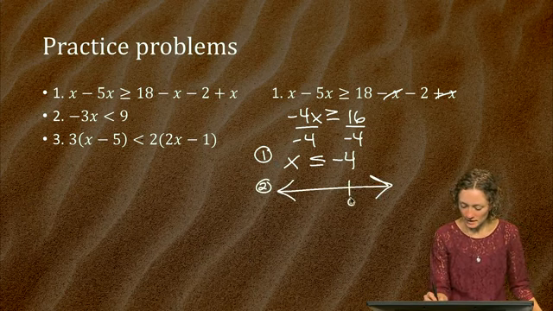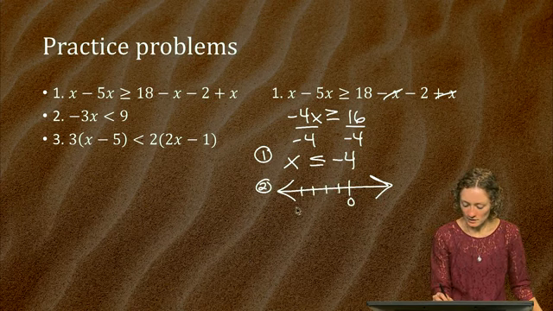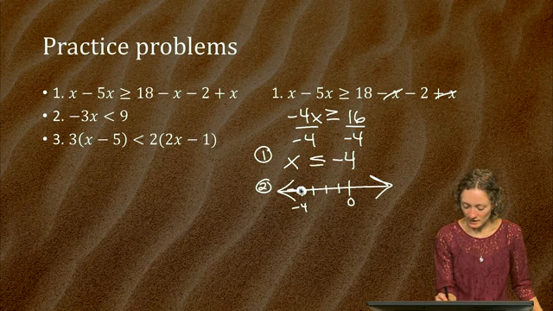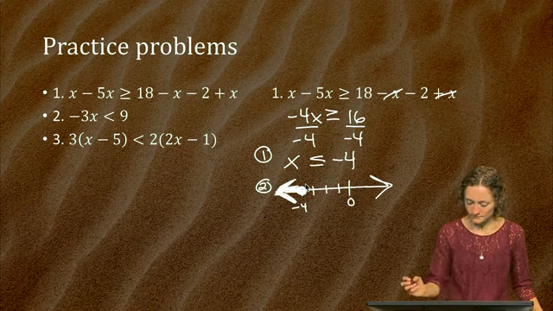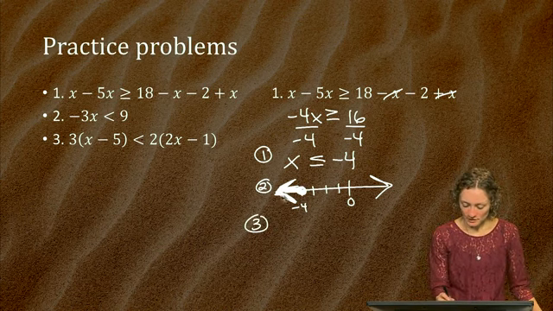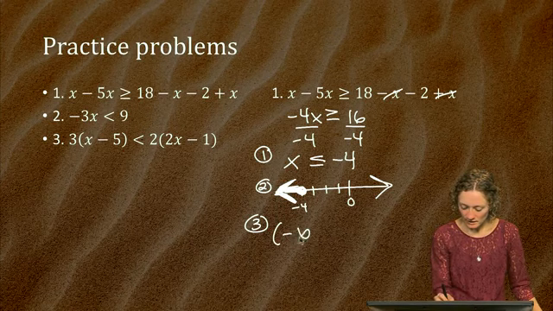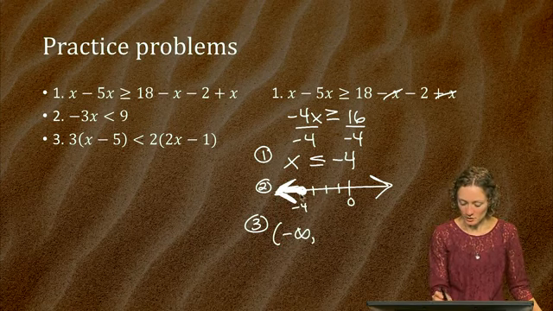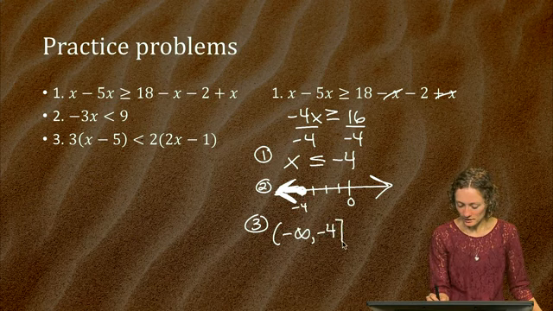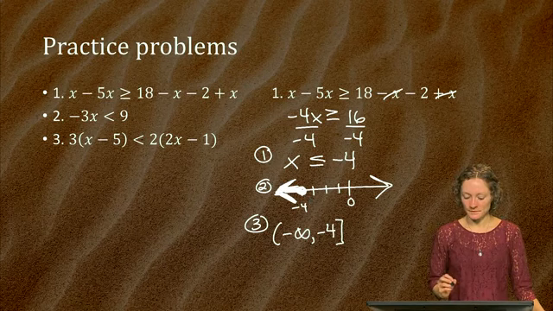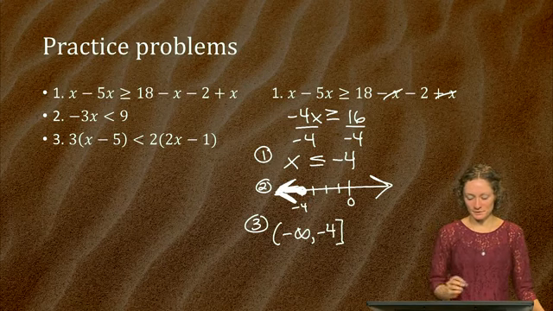Second way on the number line, 1, 2, 3, 4. We have a closed circle. We want everything less than or equal to. And then interval notation starts at negative infinity, which gets parentheses in all cases, goes all the way up to negative 4. Bracket because of our closed circle. So this is what you should have for the first one.